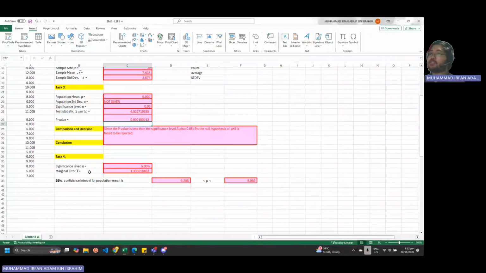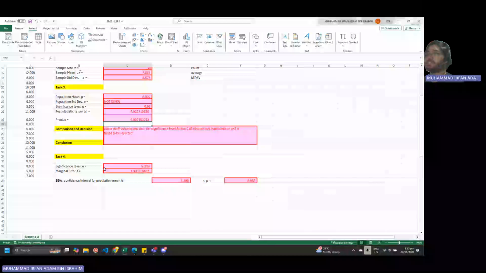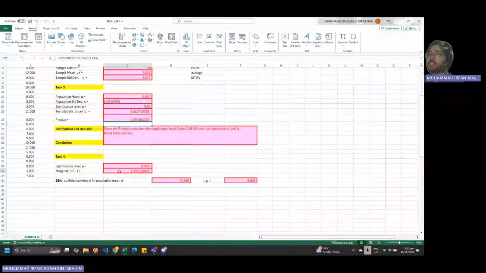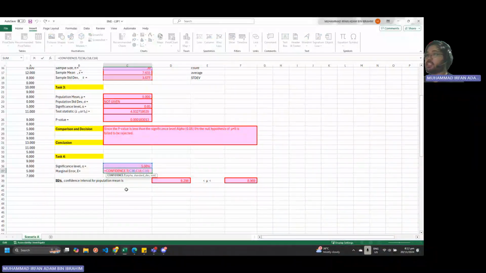So with the significance level alpha of 5% or 0.05, our margin of error in this case is CONFIDENCE.T with our significance level, our sample standard deviation, and our sample size, which gets us 1.3355.